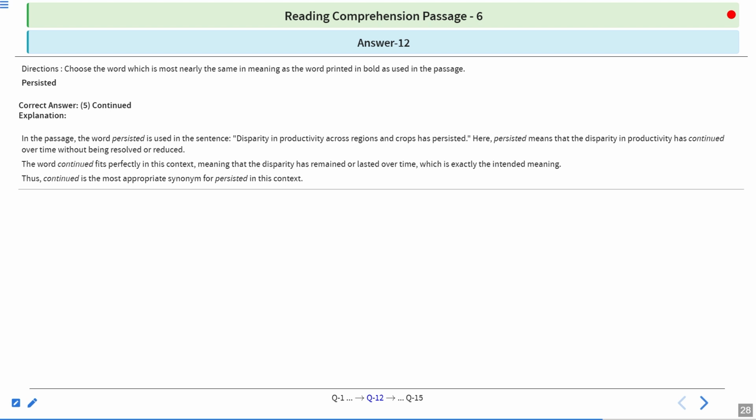And the explanation is in the passage: the word persisted is used in the sentence, disparity in productivity across regions and crops has persisted. Here, persisted means that the disparity in productivity has continued over time without being resolved and reduced. The word continued fits perfectly in this context, meaning that the disparity has remained or lasted over time, which is exactly the intended meaning. Thus, continued is the most appropriate synonym for persisted in this context. I hope you understood.